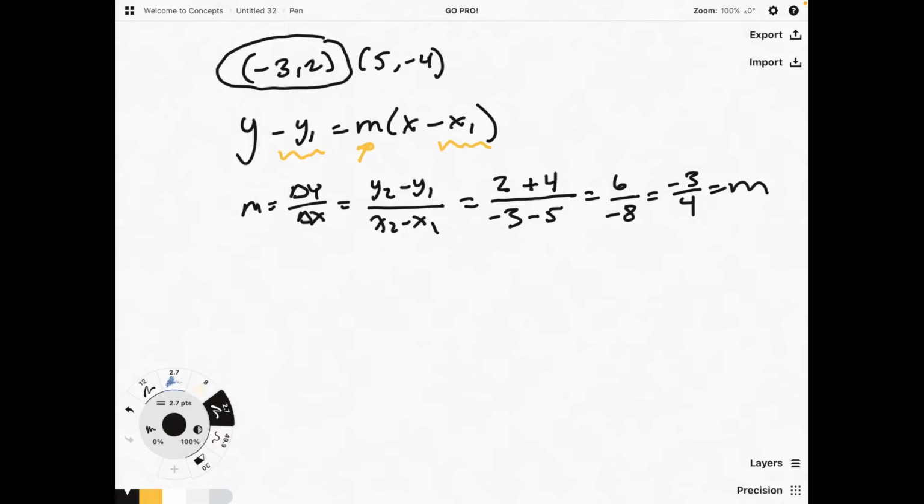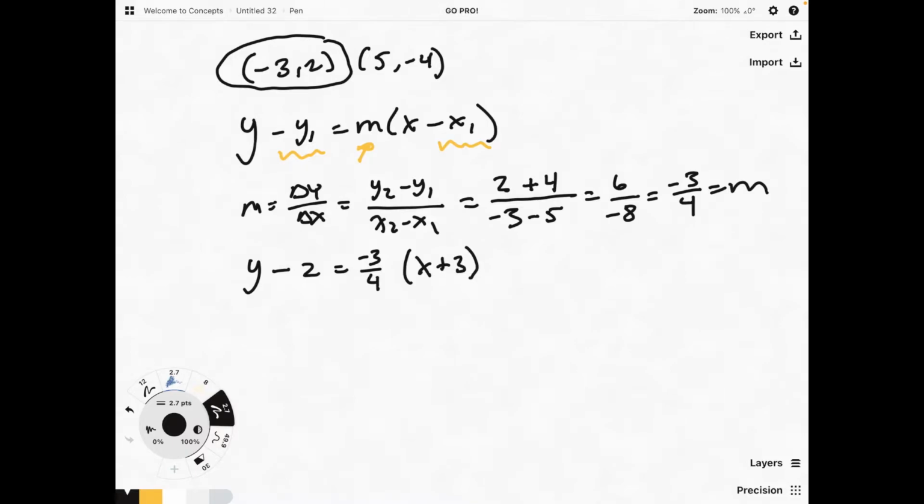Now that we know m, we can plug in all the values of this equation. And it doesn't matter for your x1 and y1 value which one you choose. I'll show you both ways to prove that it doesn't matter. But in this case, we already circled negative 3, 2, so let's just use that. So in our equation, we have y minus y1, in this case it's 2, and this is equal to m, which we found is negative 3 over 4, times x minus, and we're using negative 3, so plus 3.